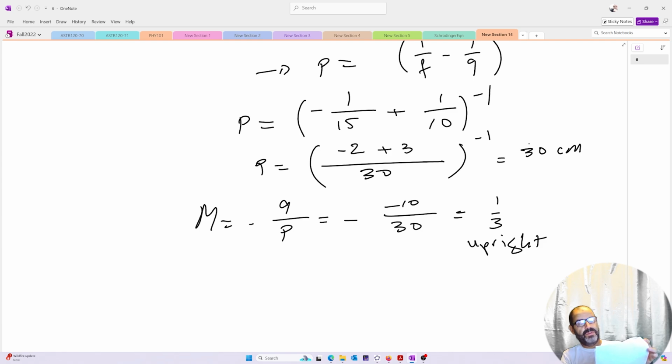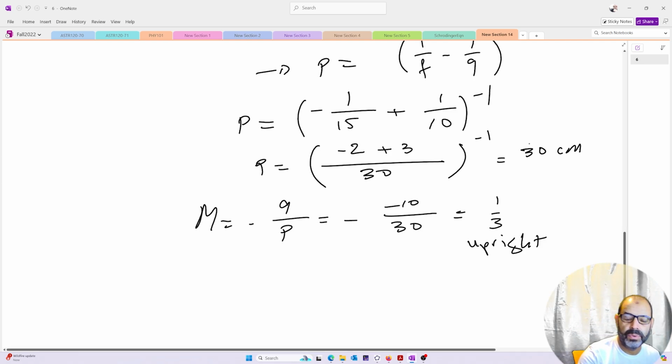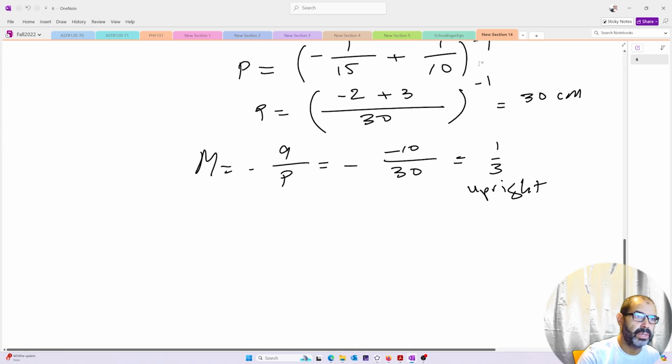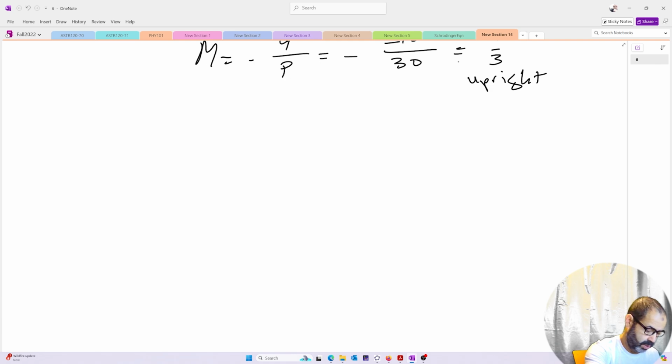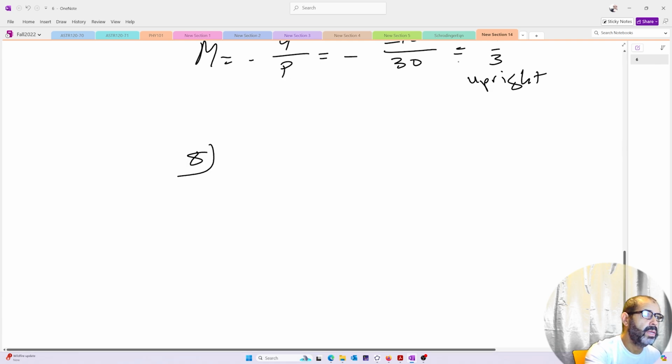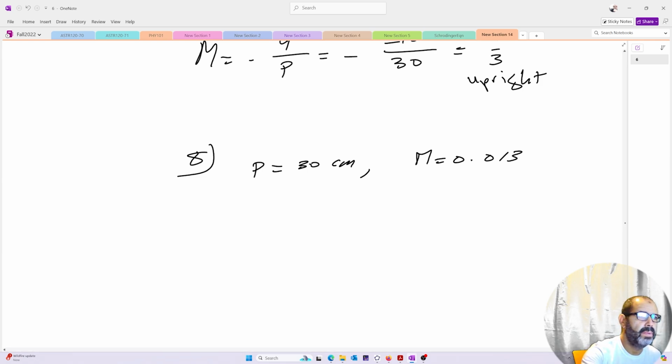Determine the radius of curvature of the cornea when P is equal to 30 centimeters and M is equal to 0.013. Okay, so the whole thing was just basically trying to give us P. So imagine that there is a way of placing the object which they gave us. So I'm looking at problem 8, by the way. So P is equal to 30 centimeters and M is equal to 0.013. I mean, there is another additional 0, and that's for significant figures. M has no units.